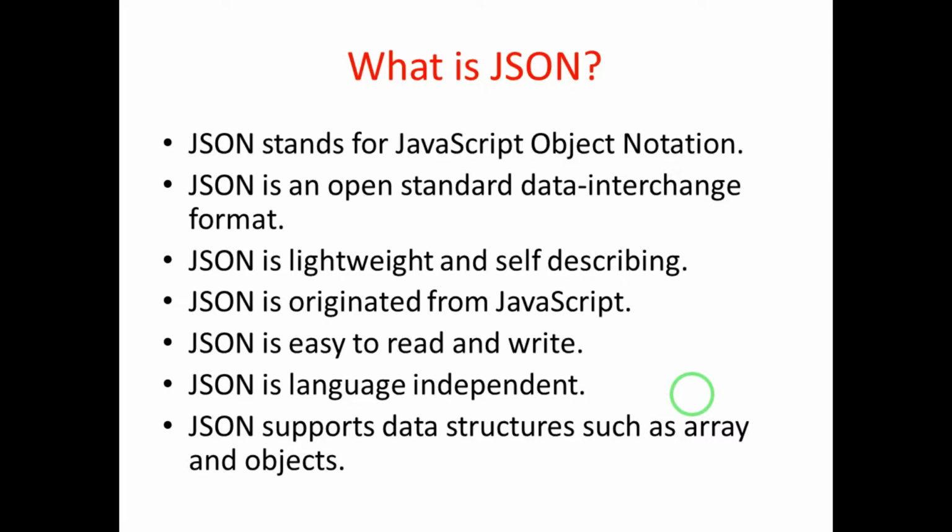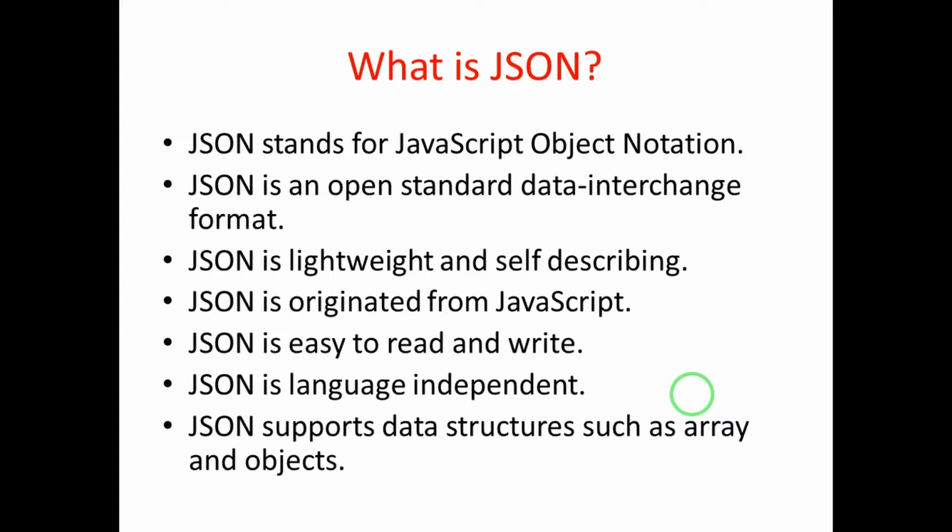As we know, JSON is JavaScript Object Notation. It is an open source standard for data interchange globally between client and server. It is lightweight, self-describing, totally JavaScript based technology, very easy to read and write. Language independent means any language can use JSON, like Java, C#, C++, JavaScript, and newer technologies like Node.js. Any language can use JSON technology.